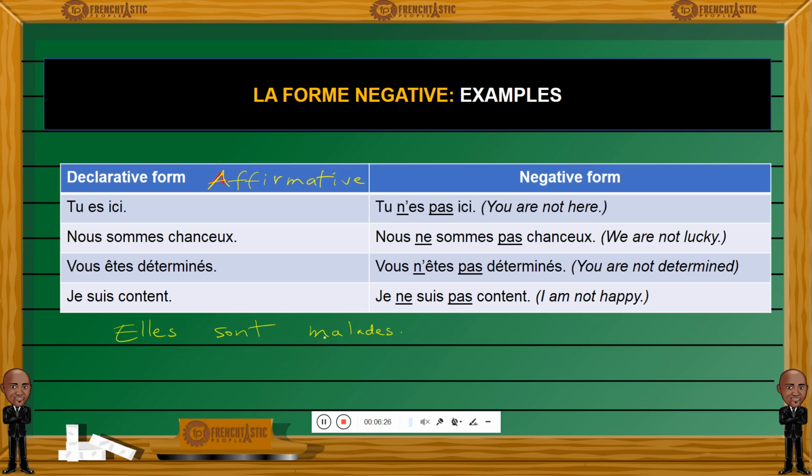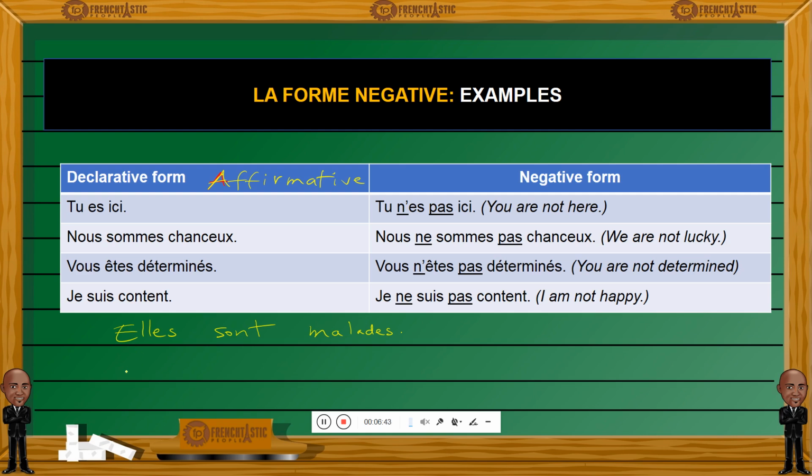Try to read it aloud if you can. The affirmative form is elles sont malades. If you said for the negative form elles ne sont pas malades, you are absolutely correct.